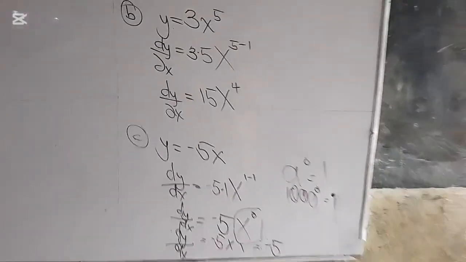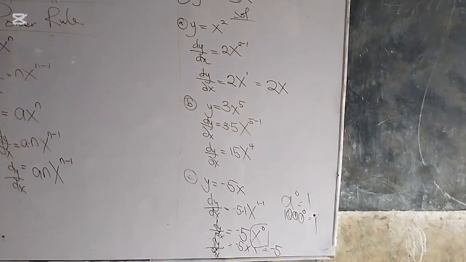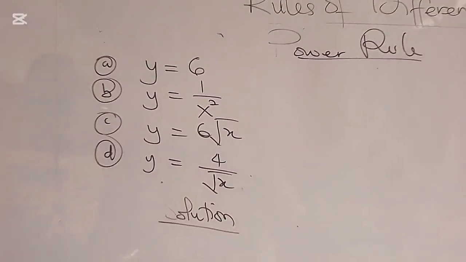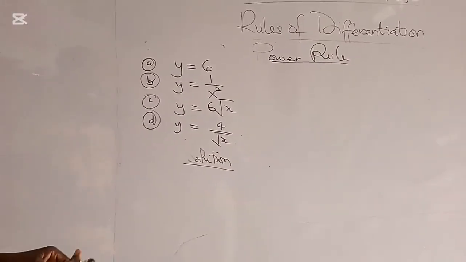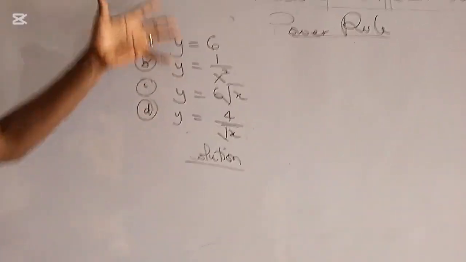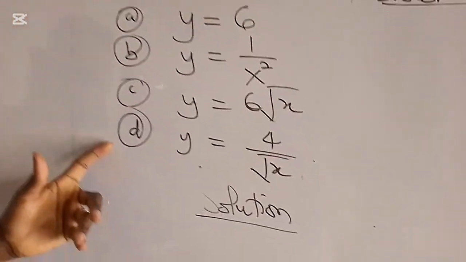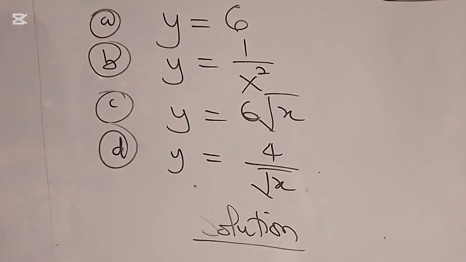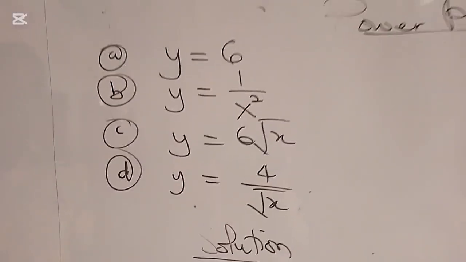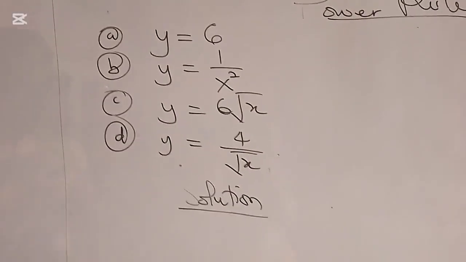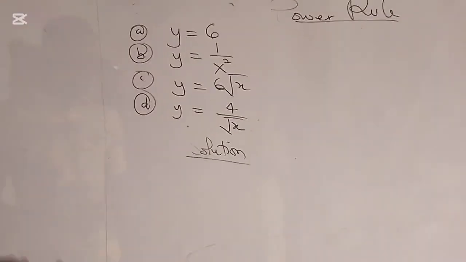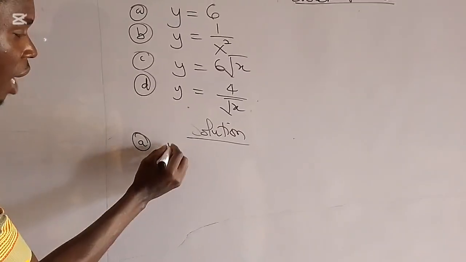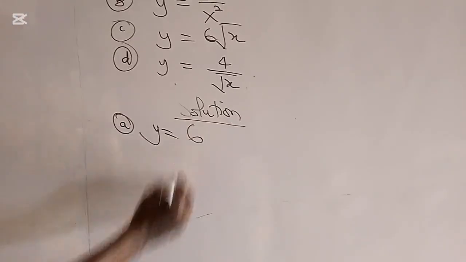Let's go to some other questions so that we see what we can do. Examples of the power rule again. We need to differentiate all these functions, a up to d. So we have the first function, which is y is equal to positive 6, or y is equal to 6. How are we going to differentiate a constant? It is also another thing that we need to look at. So this is how we do the differentiation of a constant. Our y is equal to 6.